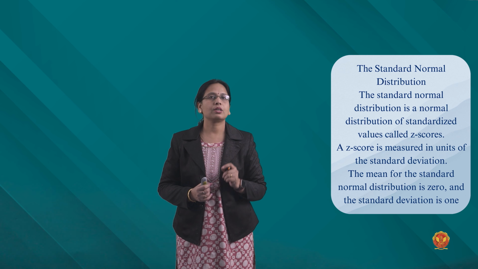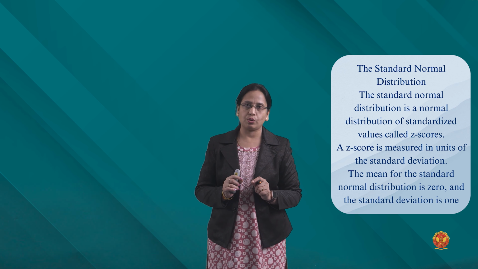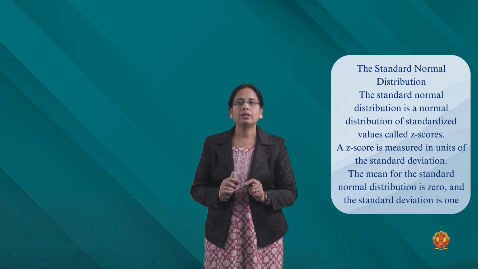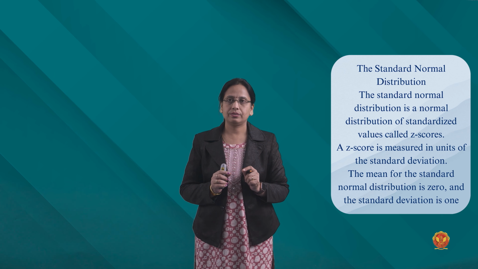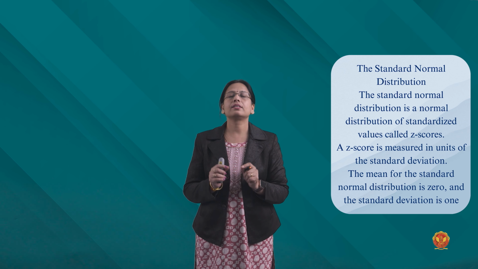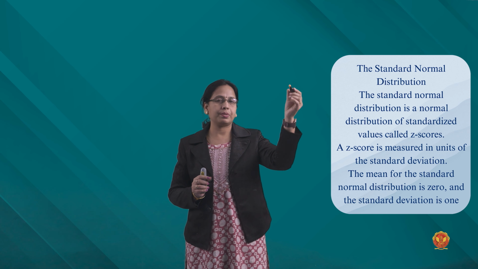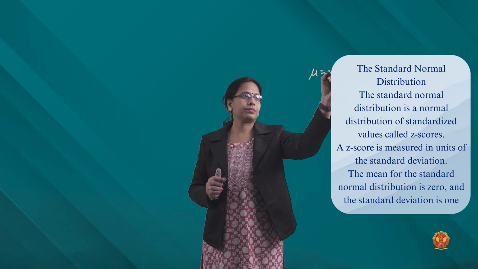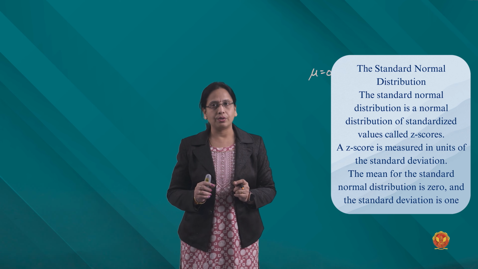Now let's talk about the standard normal distribution. The standard normal distribution is a normal distribution of standardized values which are called z-scores. What is a z-score? A z-score is measured in units of standard deviation. The average, that is the mean of the standard normal distribution, is 0, which we represent like this. The mean of the standard normal distribution is 0, and the standard deviation is 1.